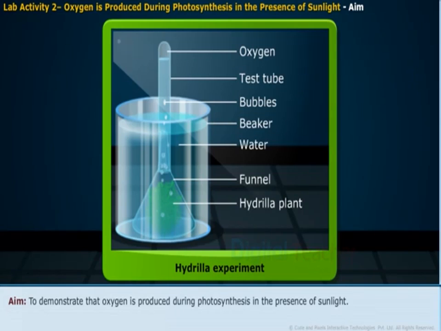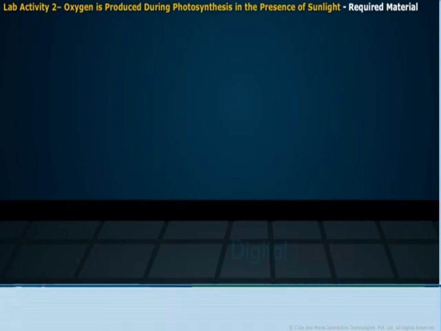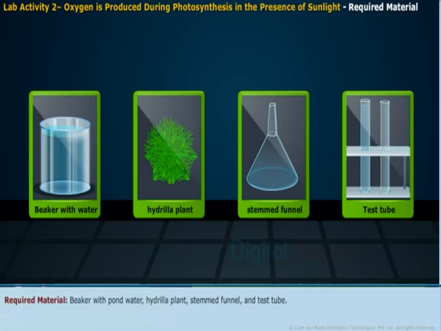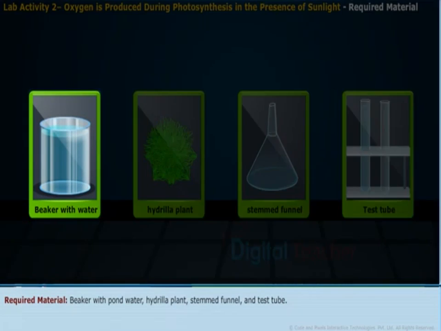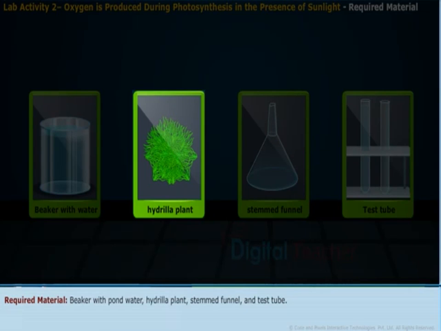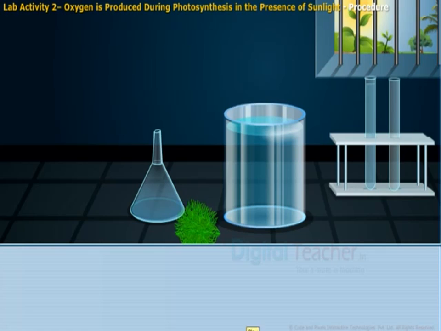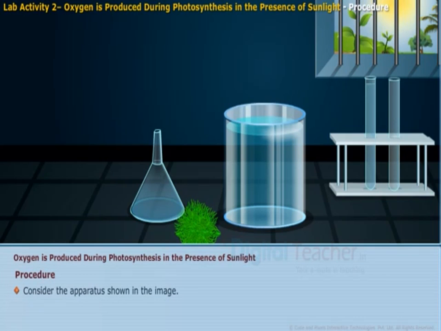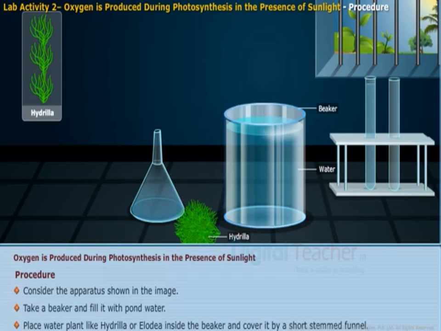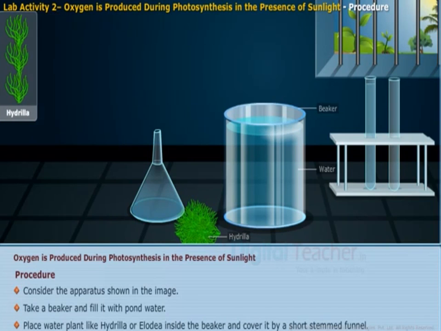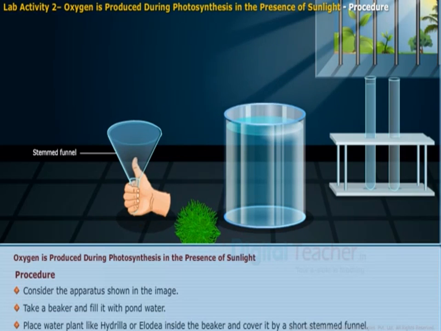This activity is to show the production of oxygen during photosynthesis in the presence of sunlight. The materials required for this activity are a beaker with pond water, a hydrilla plant, a stemmed funnel, and a test tube. Consider the apparatus shown in the image. Take a beaker and fill it with pond water. Place a water plant like hydrilla or elodea inside the beaker and cover it with a short stemmed funnel.